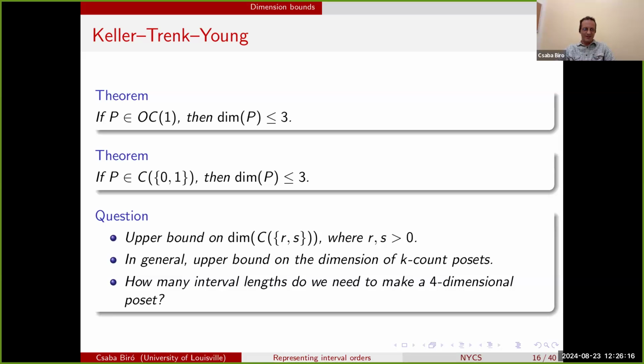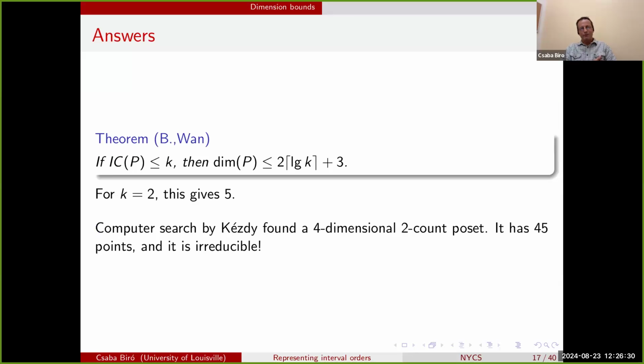Well, he improved the bounds on the first two, and then he didn't immediately answer number three. Really, I have to say, Andre Kezdy answered number three, but it didn't go into that paper. So the first theorem that we did was this: if the interval count is at most k, then the dimension of the poset is at most 2 times log k plus 3. And for k equals 2, this gives 5.